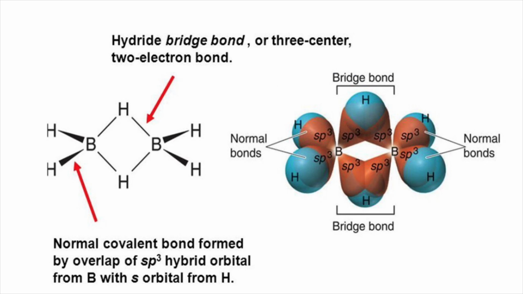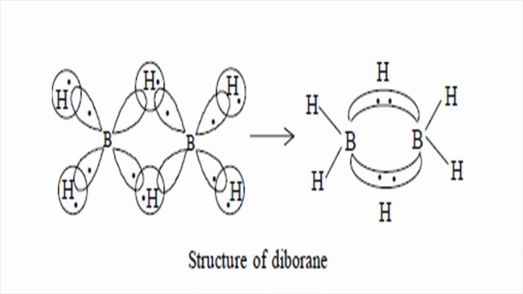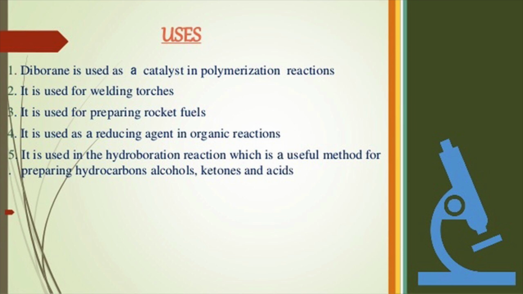This is the structure of diborane. The bridging B-H-B bonds are called banana bonds. Diborane is used as a catalyst in polymerization reactions. It is used for welding torches.